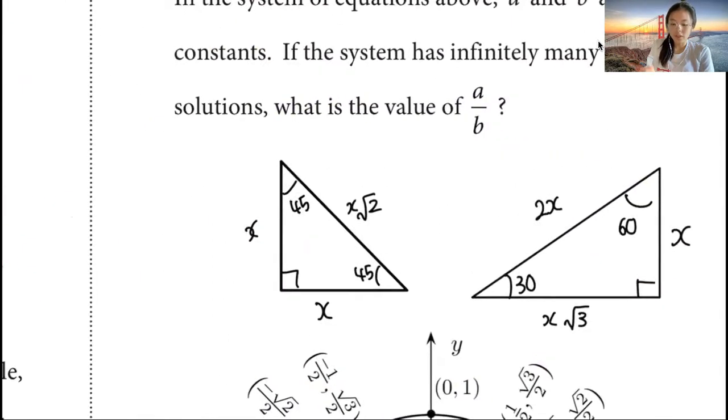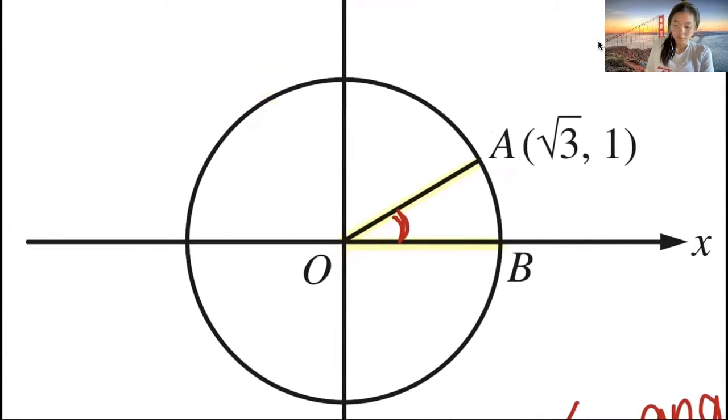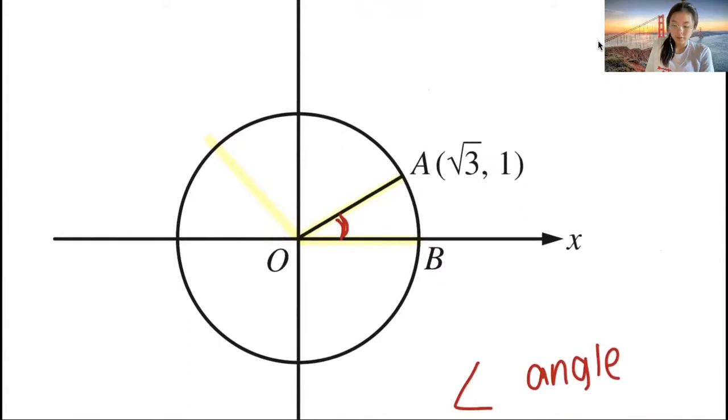Well, first of all, we need to know this length right here, because as we know this length, we'll know this length too, because whatever is from the center to a point on the circle, it's going to be the same. It's not going to change in length.